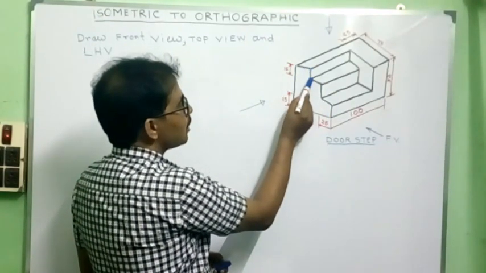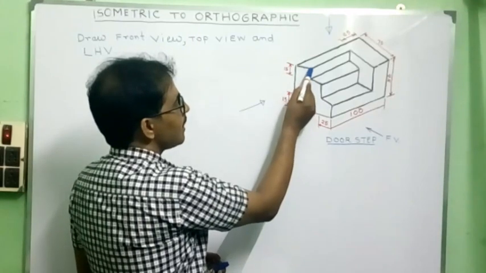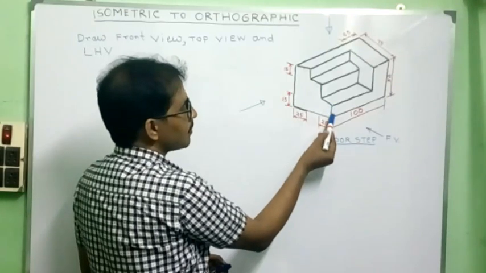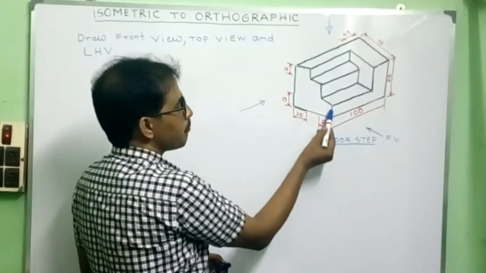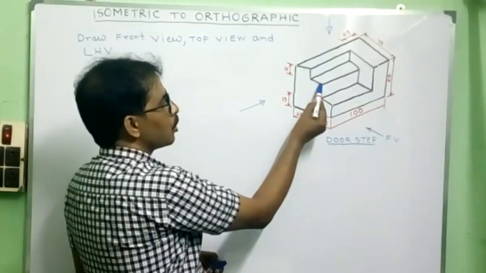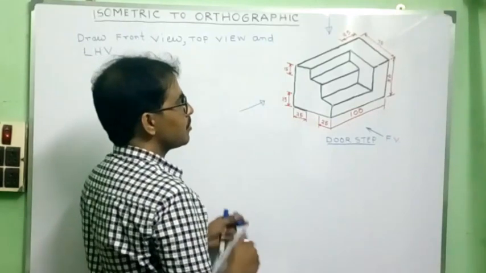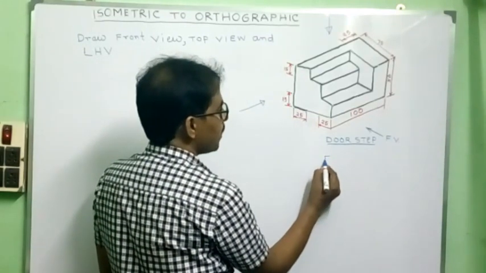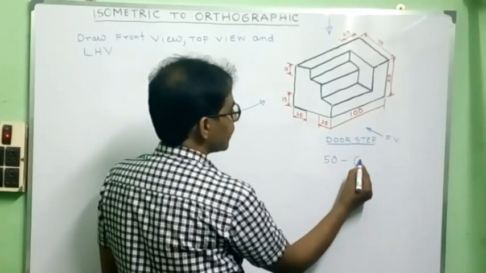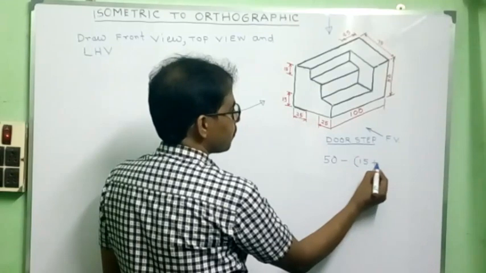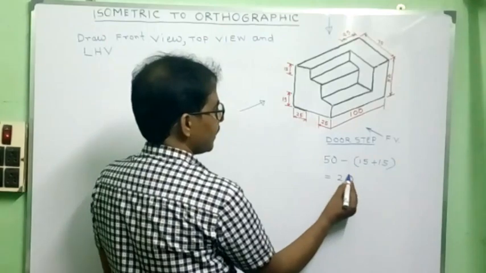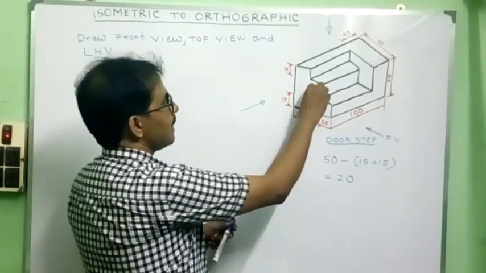And the height of the rise, this height is 15, and the lower rise height of the step is 15. Middle step is 20. Middle step is 20: 50 minus 15 plus 15 gives 20. This height is 20.